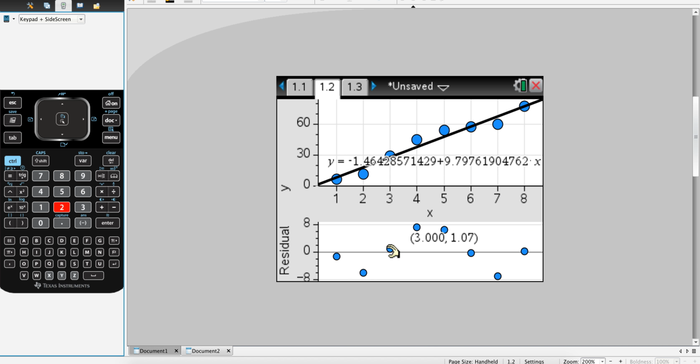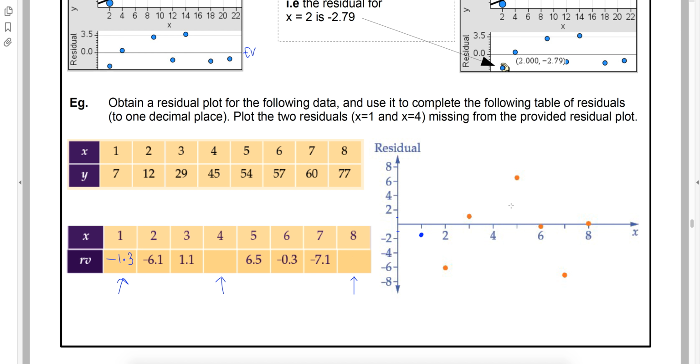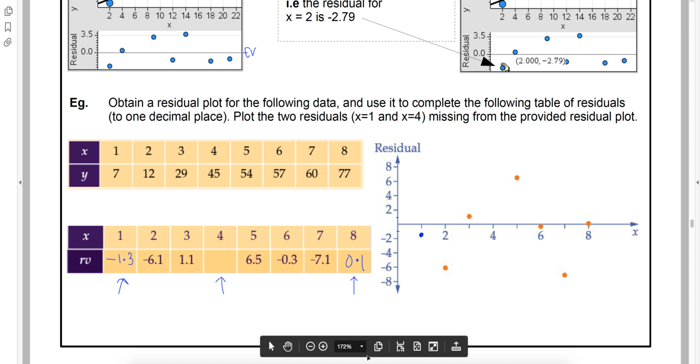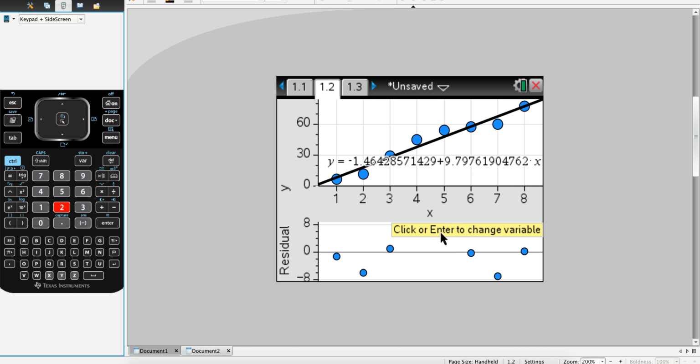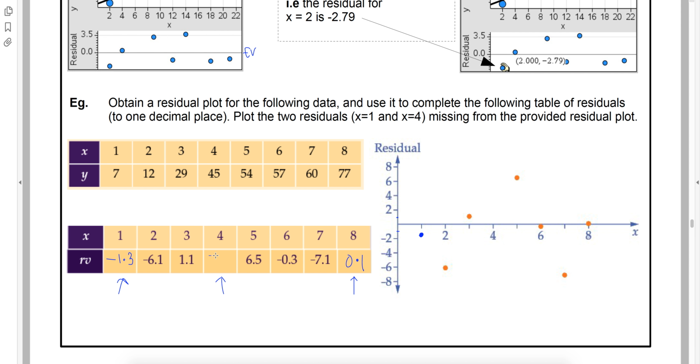So along the residual plot, here's where x is 4, so we've got 7.3. And when x is 8, as you can see, we've got 0.1. So 0.1. And what did I say? 7.8, I think. I'll just double check that I got that right. That's 7.3. So 7.3 for the other missing one. And let's plot that as well.